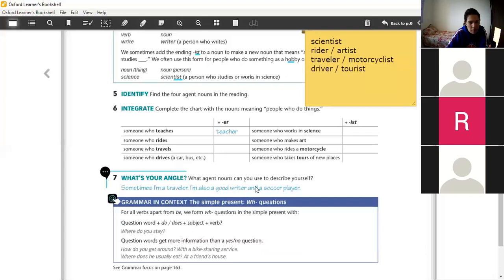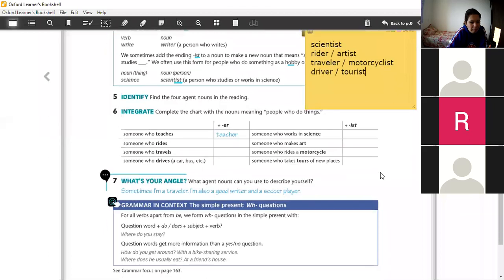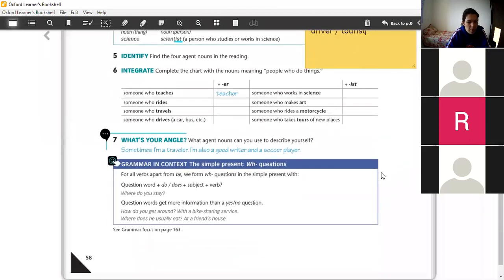Seven, what agent nouns can you use to describe yourself? Sometimes I am a traveler, I'm also a good writer and a soccer player. Então, quais são as palavras, os substantivos aqui que podem descrever vocês? Uns minutinhos aí para vocês formarem as frases. Quem já tiver com a frase pronta pode ir falando.